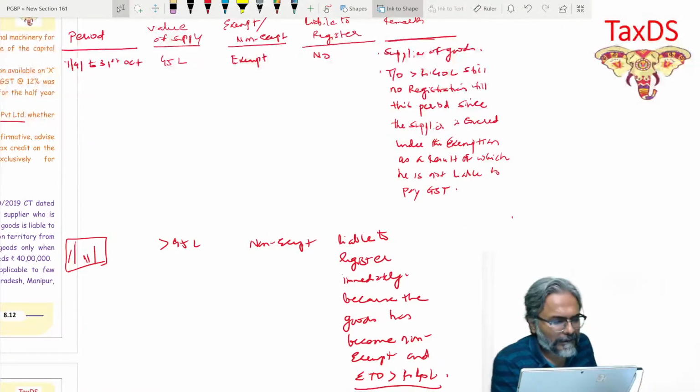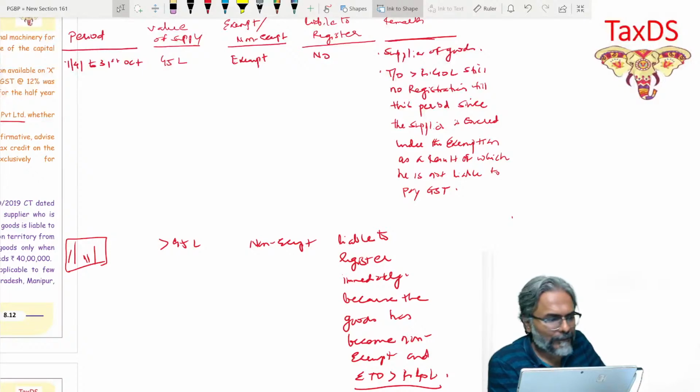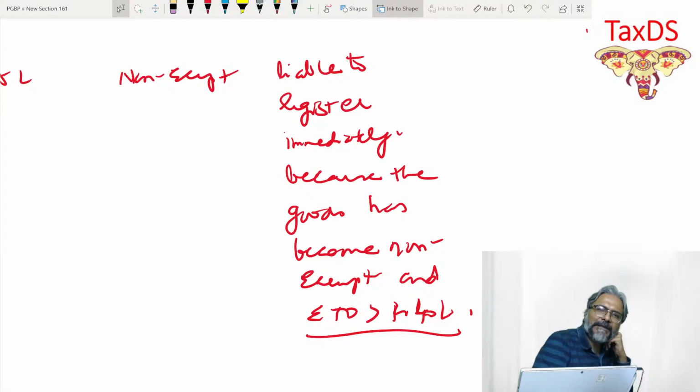Now, if you see over here, on 1st of November, the value of supply is more than rupees 45 lakhs. Whether it is exempt or non-exempt, the answer is non-exempt. Is he liable to register? The answer is yes, liable to register, and that too immediately, because the good has become non-exempt and the aggregate turnover is already more than rupees 40 lakh.